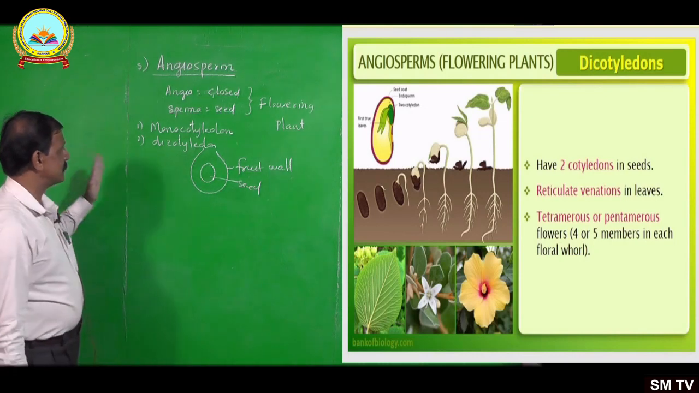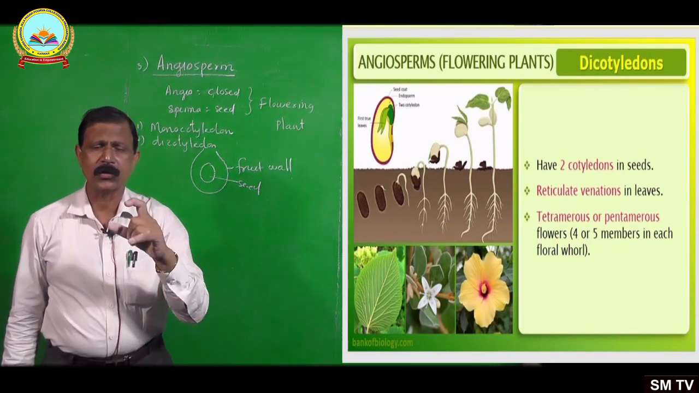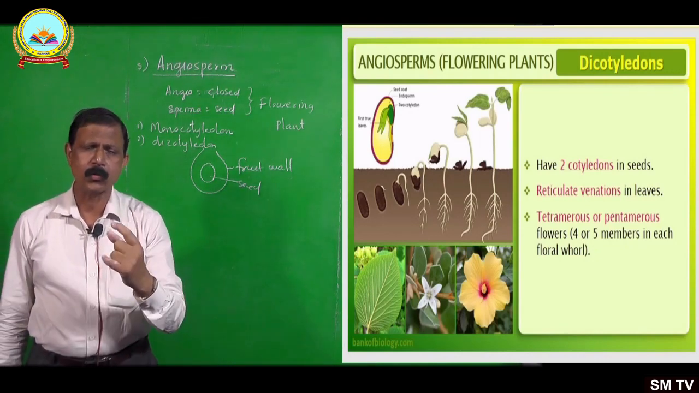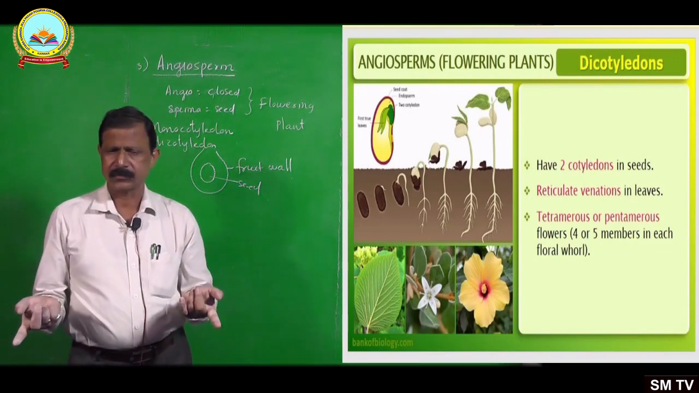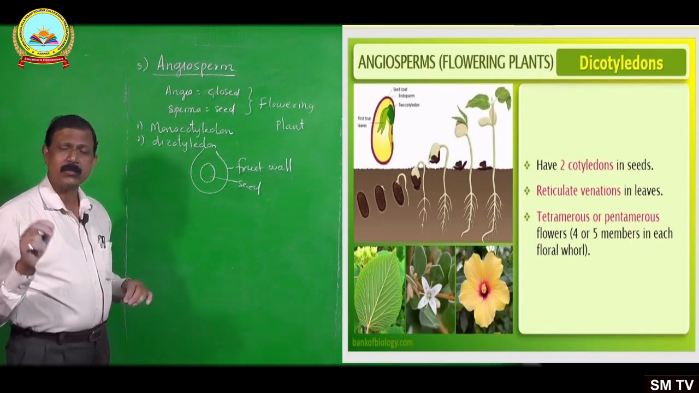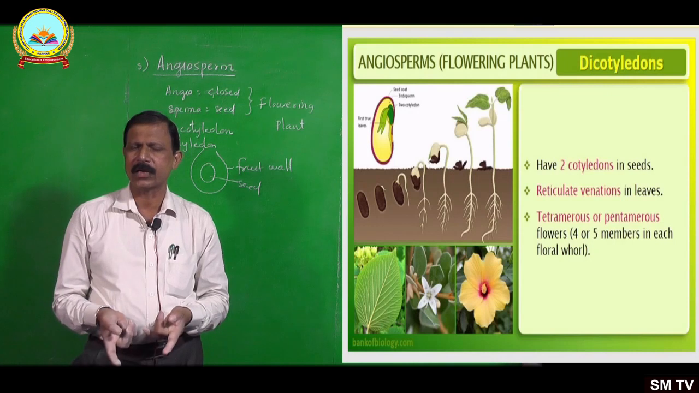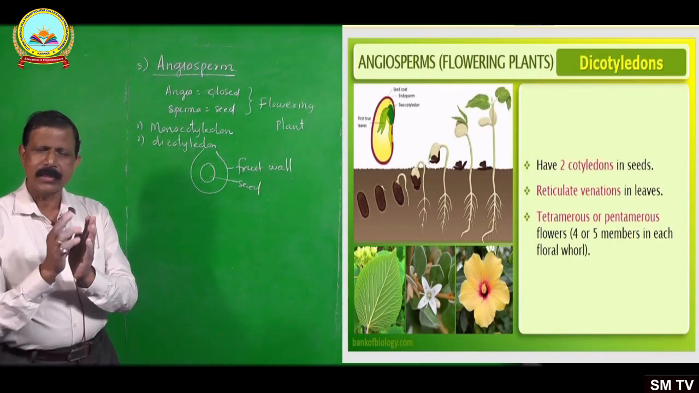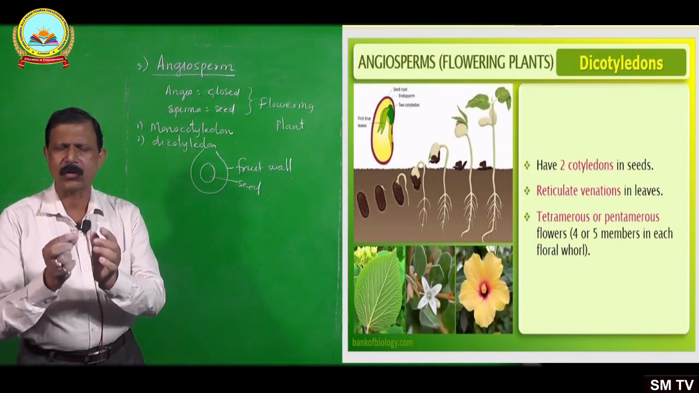Why are they considered monocotyledon and dicotyledon? See, monocotyledons have a seed with only one cotyledon. One cotyledon. If you open the seed, you do not get two parts. But in dicotyledons it is not like that. If the seed is opened, two separate cotyledons are there, a divided structure of two separate cotyledons.